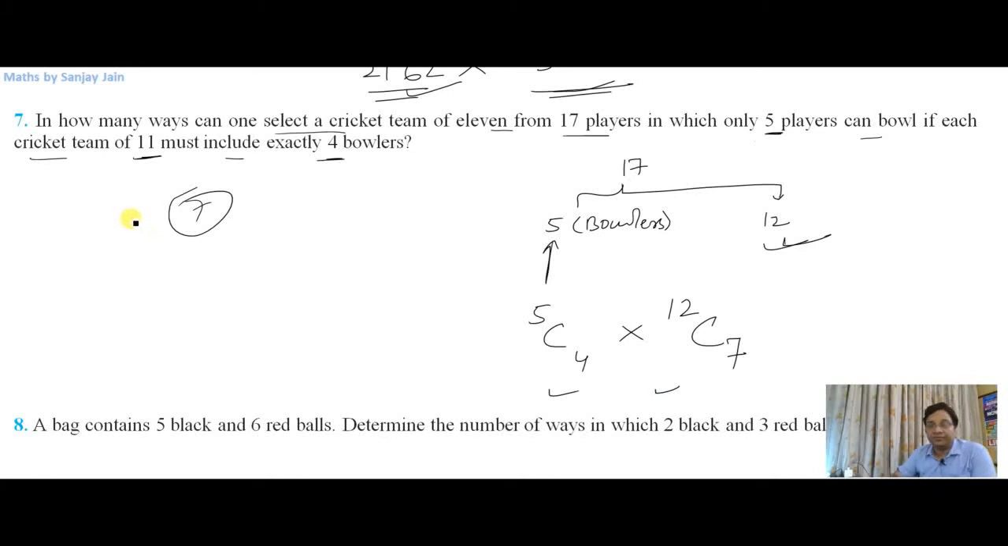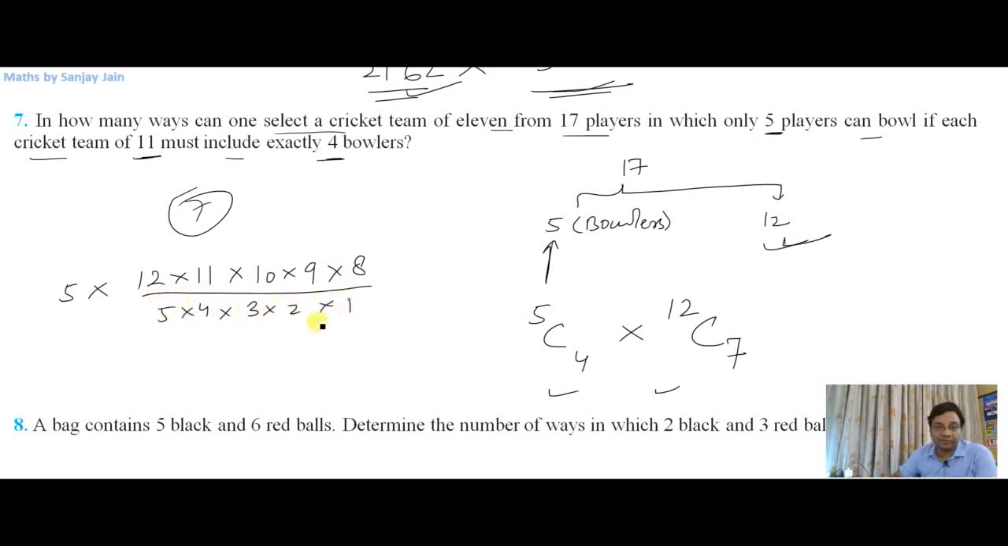5C4 into 12C7. So 5C4 is 5. 12C7 is 12C5. So I can calculate it like this. 5 into 2, 10. 4 into 3 is 12. Now 8 into 5 is 40. 9 into 11 is 99. 99 into 4 is 396 and then this 0. So these are the number of ways.